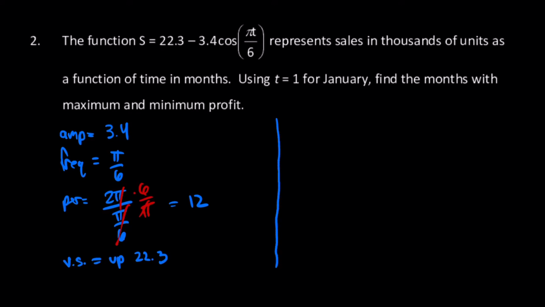Here's my y-axis, here's my x-axis. To label my x-axis, I like to take my period and divide it into 4 blocks. That's pretty easy to do, and the period is 12. I got 6 there, 3 here, 9 there.